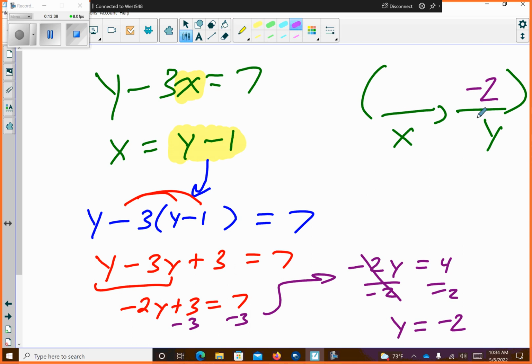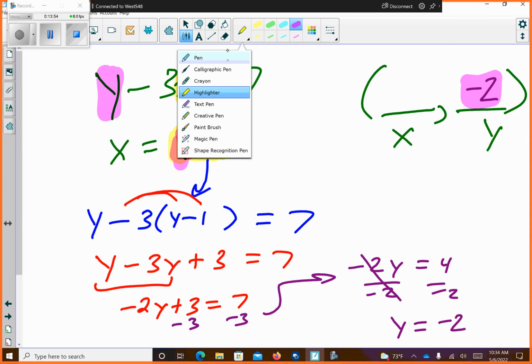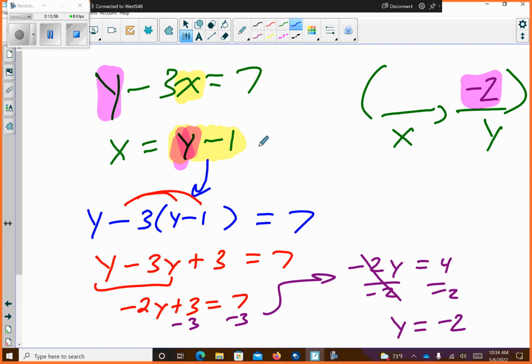Now we have a choice to make. I know I have that y value. So I could plug it in here, or I could plug it in here. Which one seems a little easier to plug it into? The bottom one. Very good. Because I'm looking for an x value. Okay, so I'm going to take this. I'm going to go x equals -2 minus 1. And -2 minus 1 is -3. That's my solution to that problem. Okay?